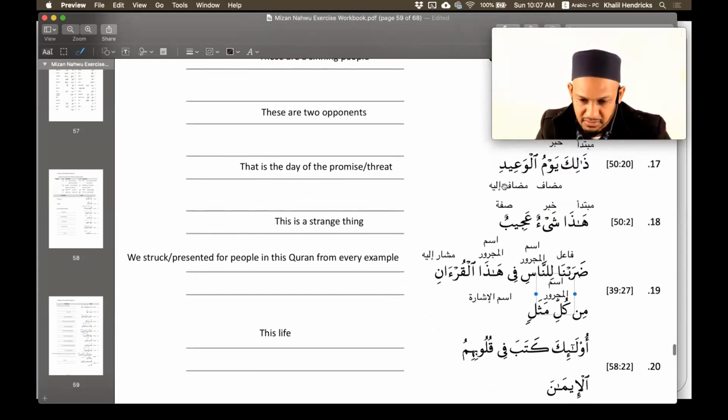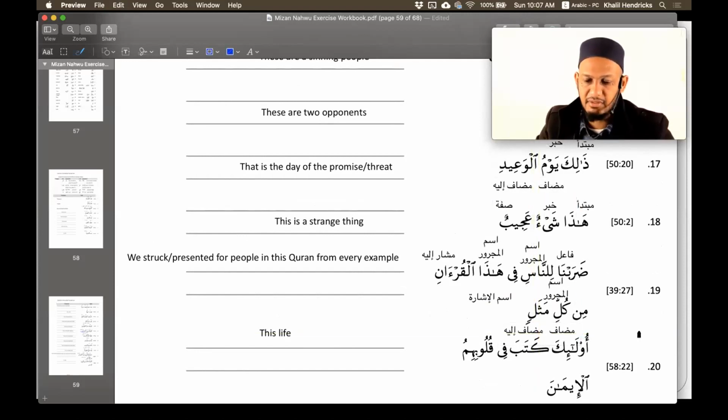Is that not mudafun ilay? That's good. Perfect. So kulli is mudaf and mathalin is mudafun ilay. MashaAllah. You almost did the whole year's work there. Okay. So we have, mashallah, lots of things there.